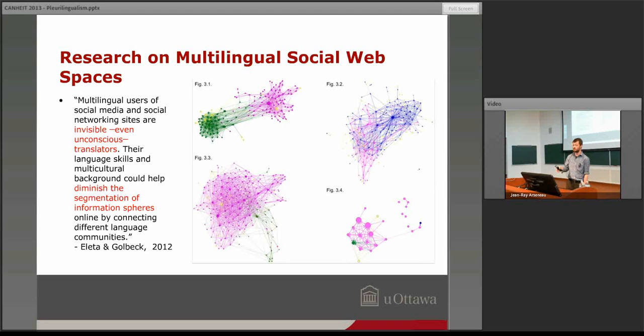Well, I think this is one great example of it here. You'll notice that these are the pink is English speakers in these communities here, and the blue is other languages, as well as the green. And you'll notice there are, in every single one of these communities, essential agents who act as connectors, as bridgers between the two communities. And so these invisible, even unconscious translators, as Eleta and Golbeck call them, diminish the segmentation of information spheres. They connect us online. And I think this is tremendously important across languages, especially in a multilingual culture like we have now, even if you're not in an institution that officially communicates multilingually.